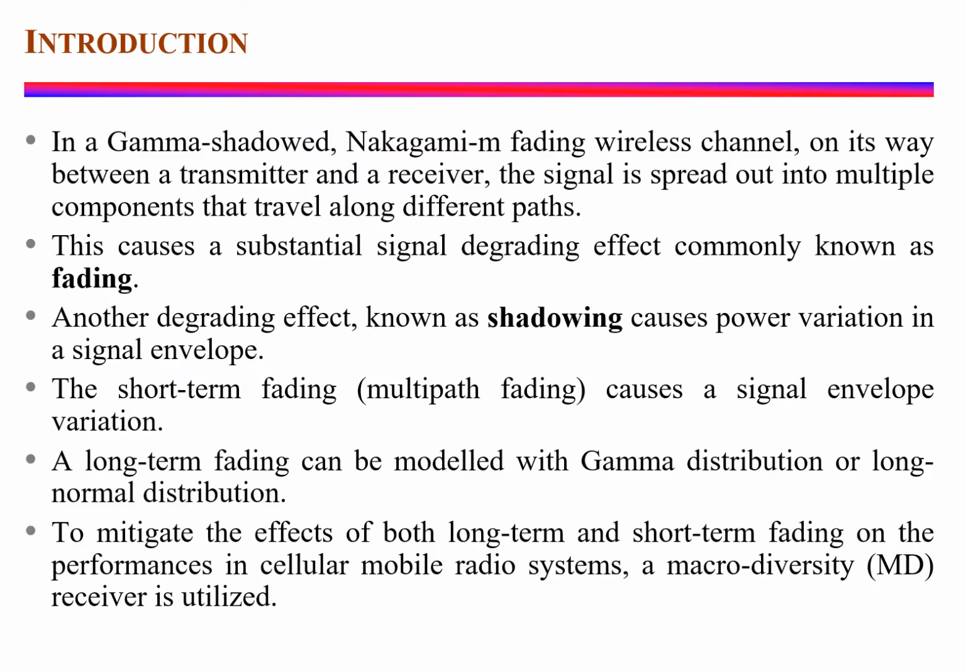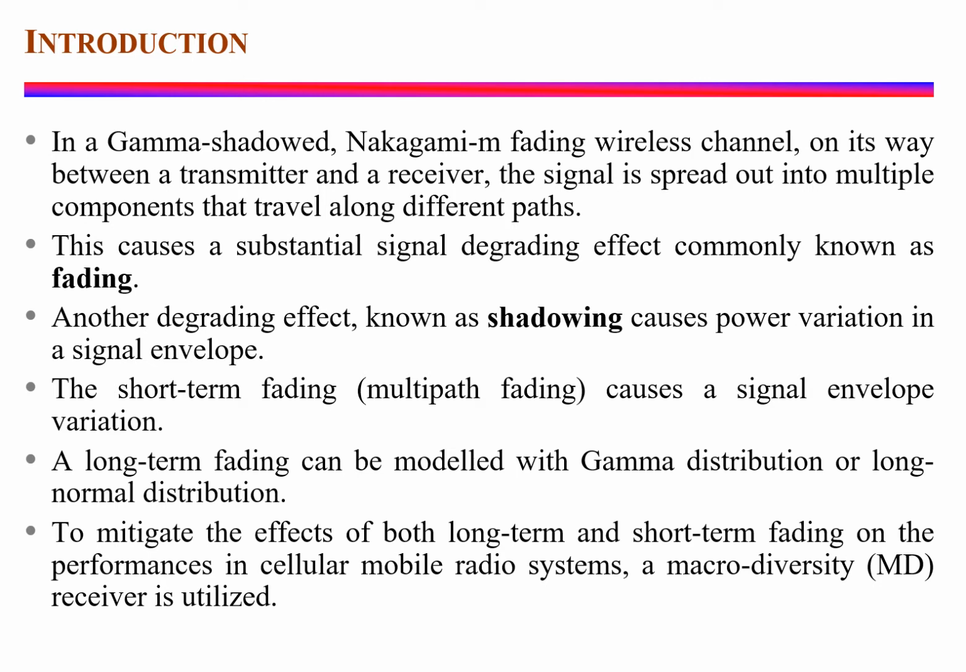In a gamma shadow Nakagami-m fading wireless channel, on its way between a transmitter and the receiver, the signal is spread out into multiple components that travel along different paths. This causes a substantial signal degrading effect, commonly known as fading. Another degrading effect, known as shadowing, causes power variation in a signal envelope. The short-term fading, also called multipath fading, causes signal envelope variation. A long-term fading can be modeled with gamma distribution or log-normal distribution.